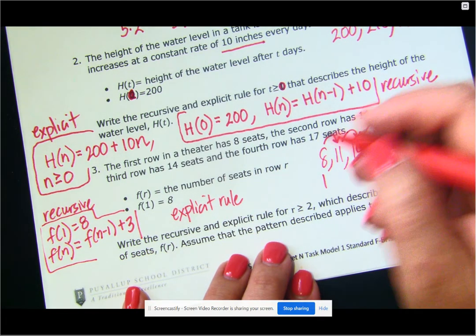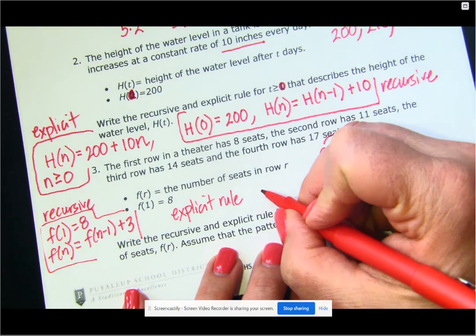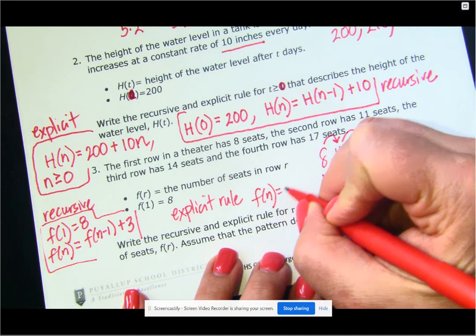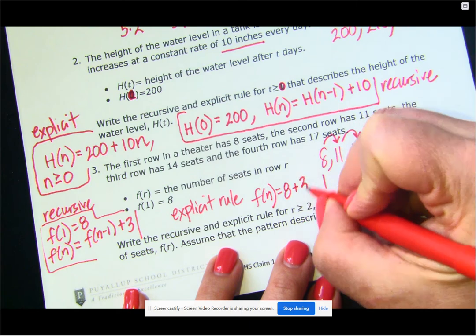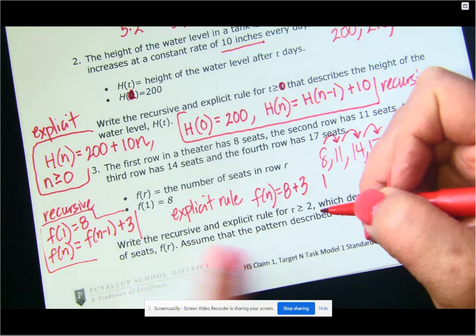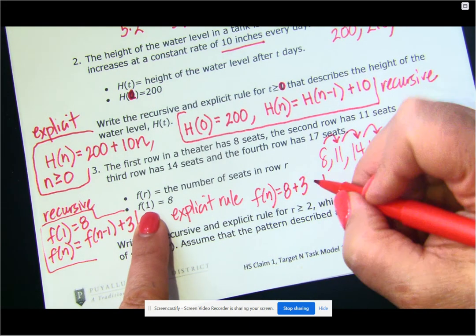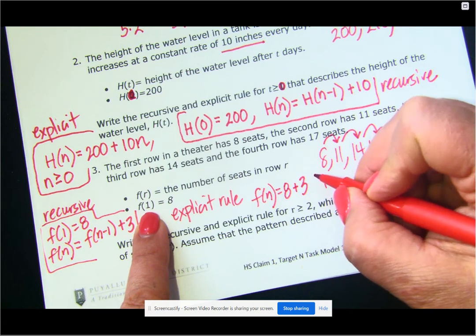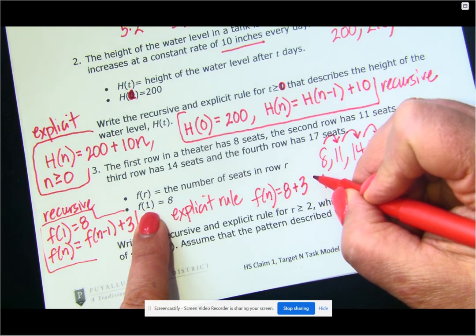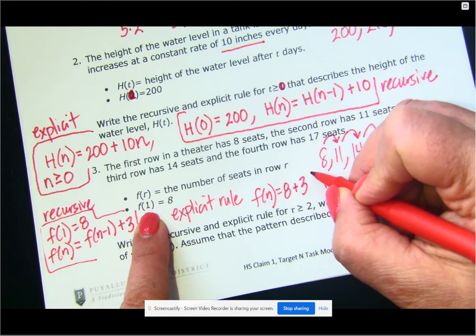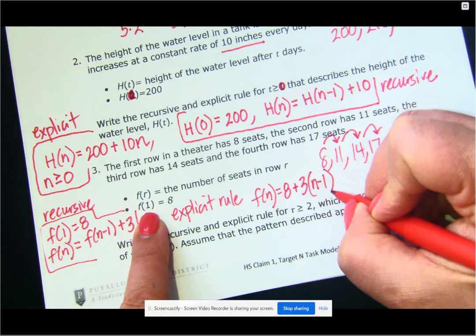So we're going to put the first term, which is 8. We're going to write F of n equals 8. What am I doing each time? I'm adding 3. This time, since I'm calling that the first term, I want to add 3 over and over, but I don't want it to do it on the first one. So I'm going to say n minus 1.